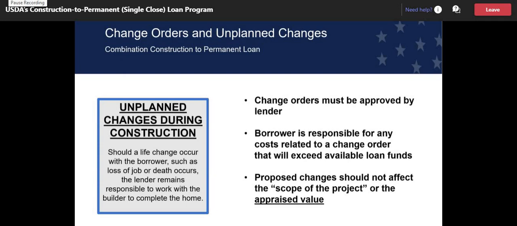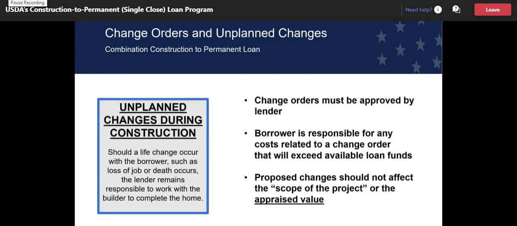So, change orders and unplanned changes. Change orders must be approved by the lender. The borrower is responsible for any costs related to a change order that will exceed available loan funds. So in other words, they would have to pay out of pocket for any change order. Proposed changes should not affect the scope of the project or the appraised value.